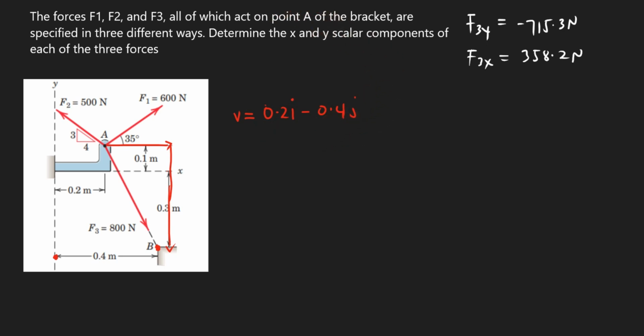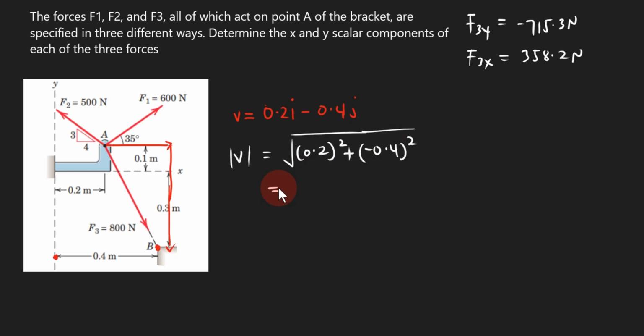So to find a unit vector of this position vector, you need the magnitude of this position vector. So let's find the magnitude of this position vector. That will be equal to the square root of 0.2 squared plus minus 0.4 squared. Let's simplify this and see what you get.